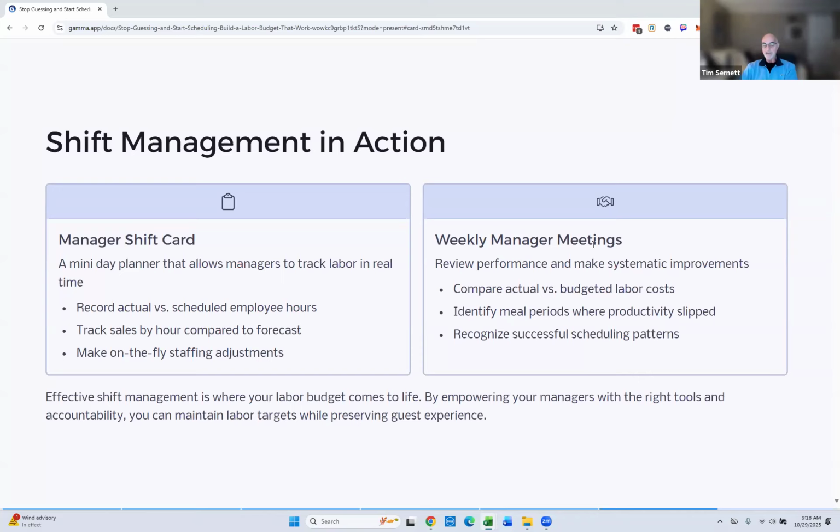And then in your weekly manager meetings, you're reviewing these shift cards, you're reviewing actual versus budget on some of the KPIs, so that you can identify meal periods where productivity slipped or recognize successful scheduling patterns, so that you're always doing after-action reviews and making adjustments and learning and training your staff on how to schedule effectively and build the ideal labor budget.